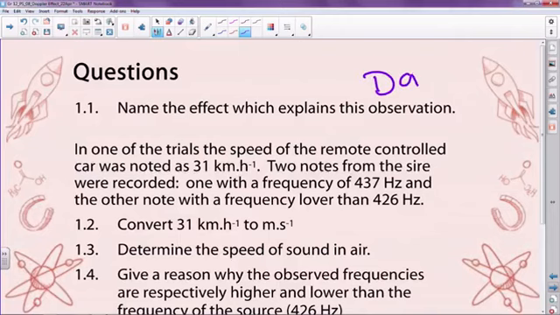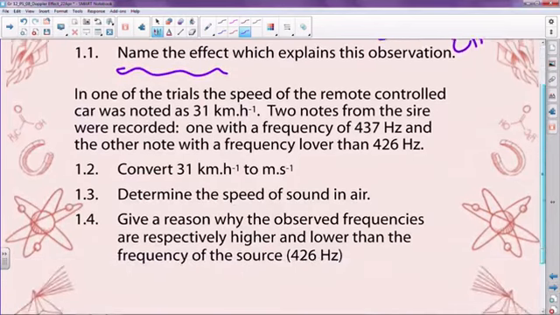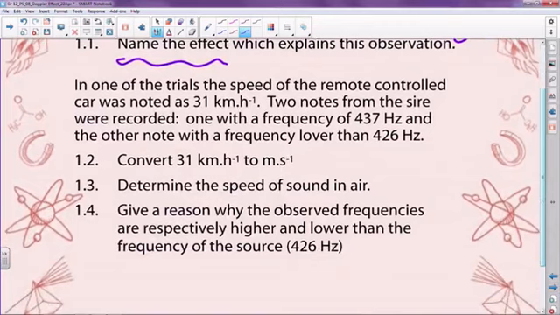That's the Doppler effect. Be careful here with this question. They just said name the effect, don't explain it, just name it. Now, in one of the trials, the speed of the remote-controlled car was noted as 31 kilometers per hour. The two notes from the siren recorded, one with a frequency of 437, the other note with a frequency lower than 426. So there's 3 questions there for you to do.